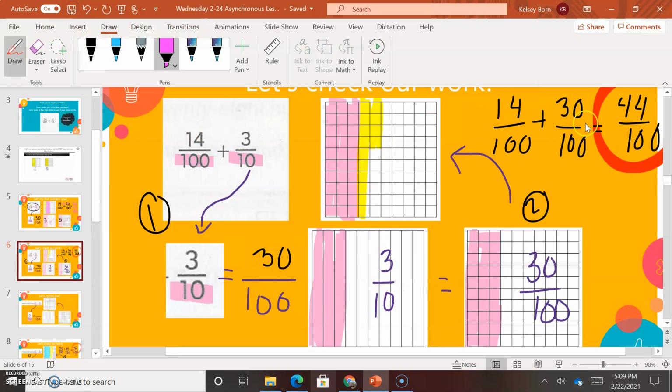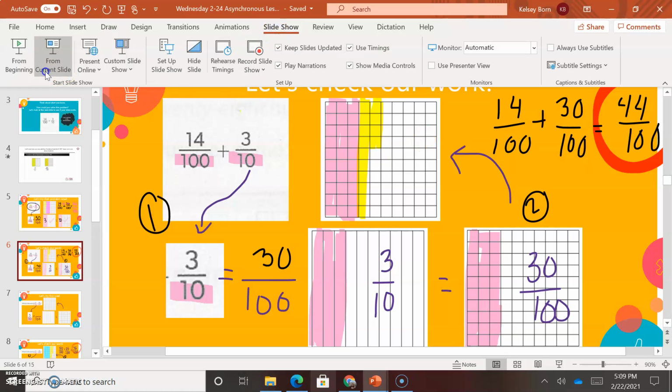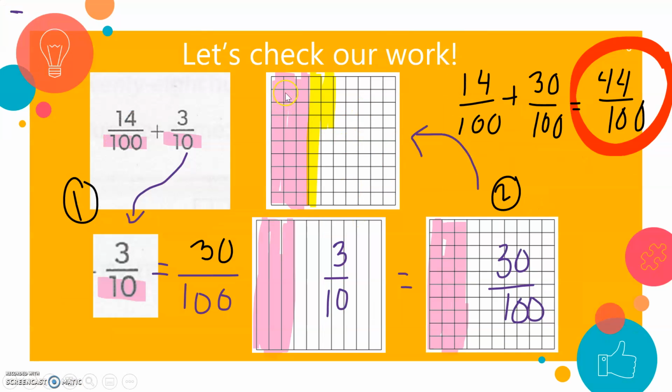Okay, and we can check that here. This is like the teacher work, if you just want to see. 3 tenths is the same as 30 hundredths. This person drew the 30 hundredths and then drew the 14 hundredths. Either way, you still get 44 hundredths as your answer.